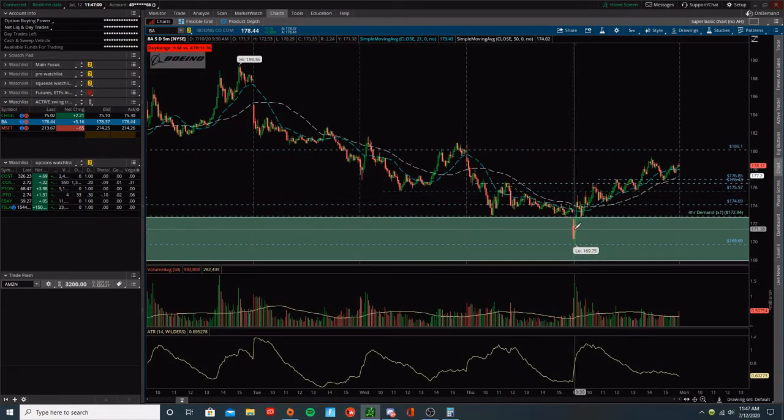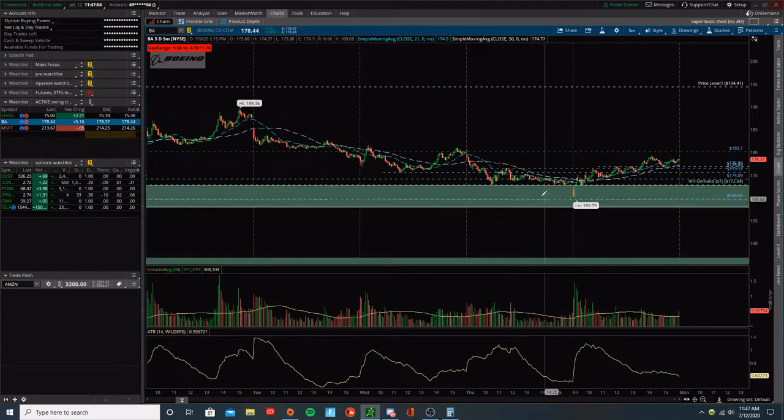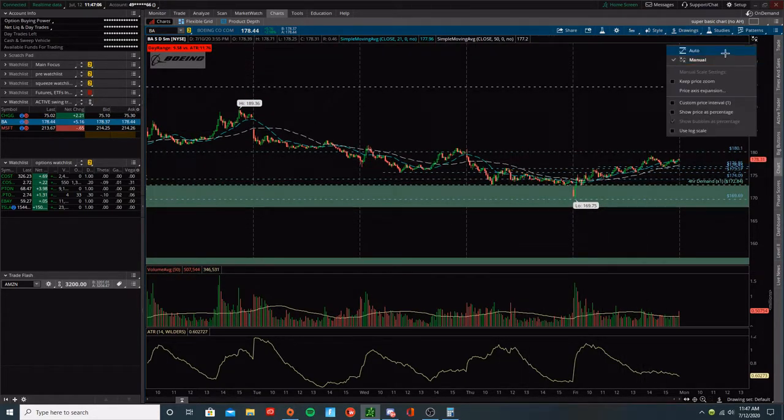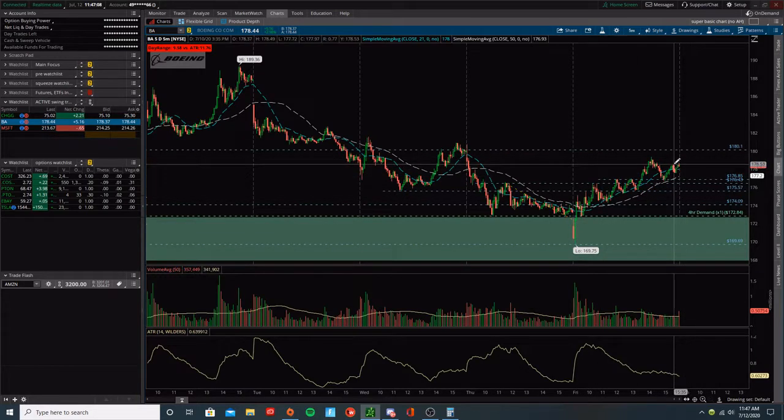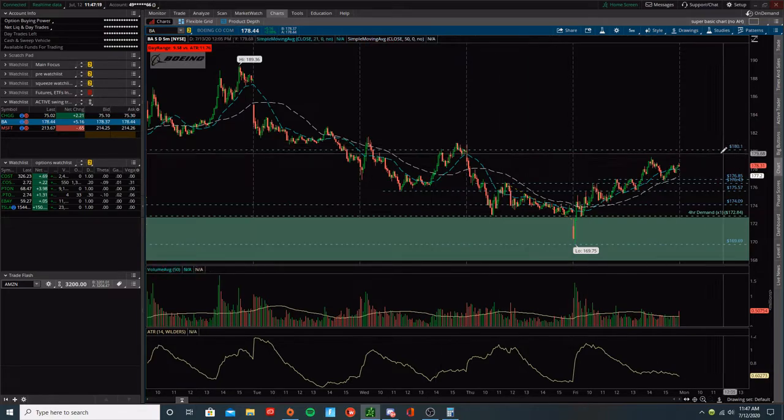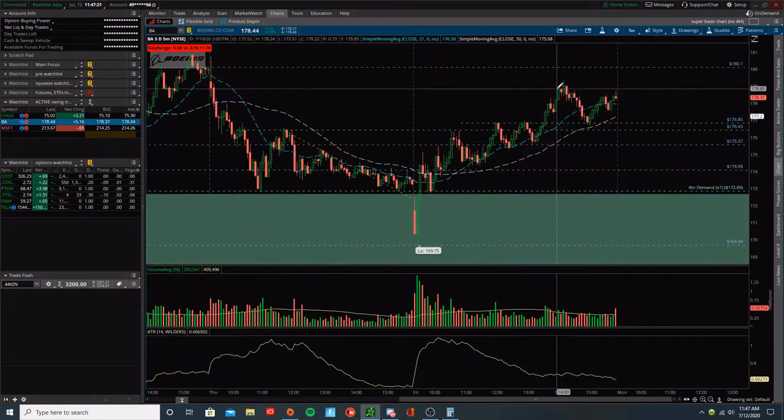Now on Friday, Boeing opened lower. It opened in this demand zone. I had a stop loss below 169. It hit 169.75, and then it shot up the rest of the day and closed at 178. Now this trade is up about 5%, I believe, right now, and I have a price target of 180. It was up about 20% over here.